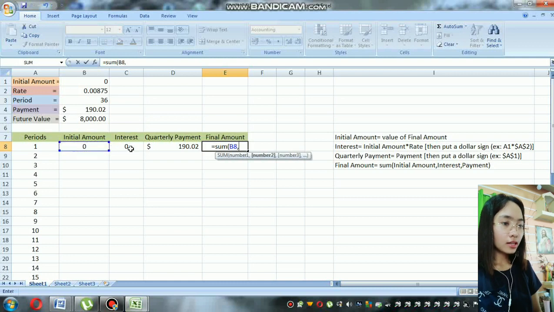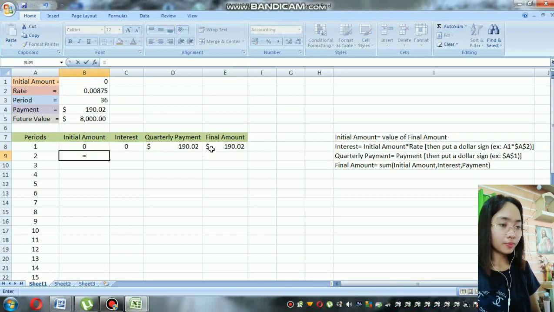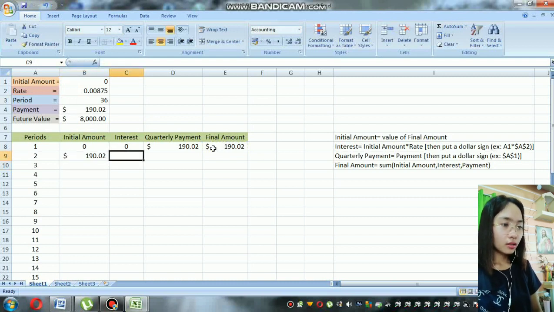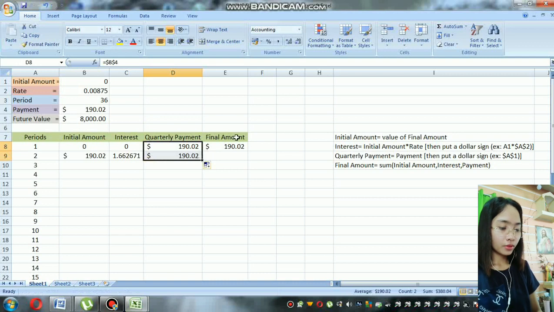So to get the second value of our initial amount, just copy the value of the final amount like this, equals. And to complete the sinking fund schedule, we have to drag down all of them up to the 36th period to finish the sinking fund schedule.